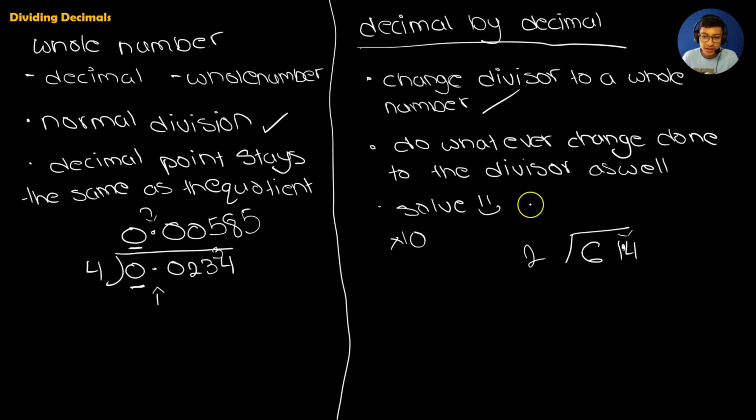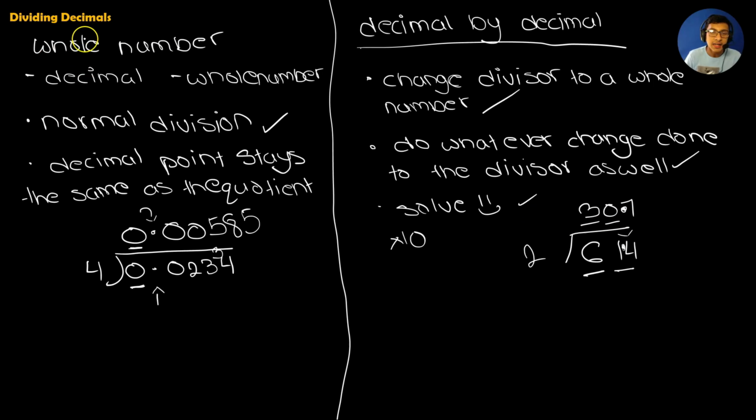Now we simply solve. 307, and now we see how many places the decimal moved. Once and twice, so we carry the same thing into our answer: once, twice, and our decimal point lands right there. So our answer would be 30.7.